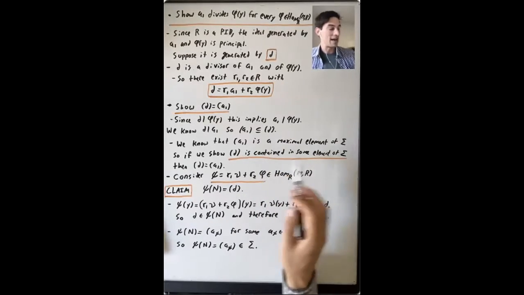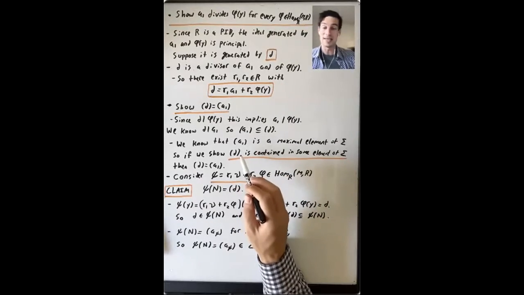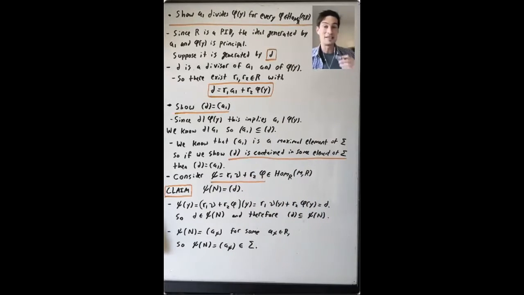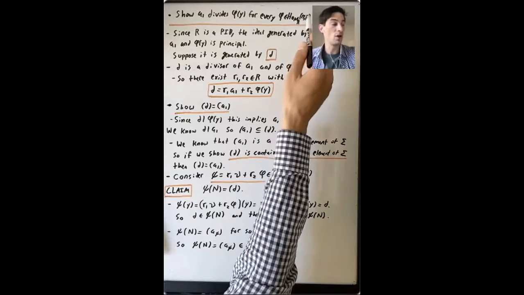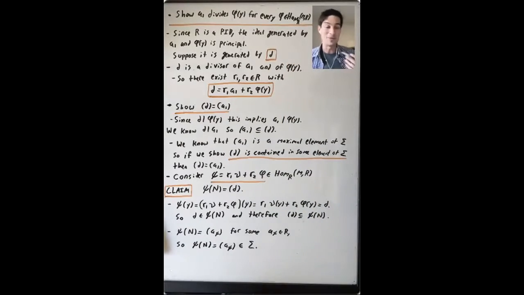So how are we going to do that? How are we going to show that the ideal generated by d is contained in some element of Sigma? Well, where do elements of Sigma come from? They come from the image of N under R-module homomorphisms from M to R.